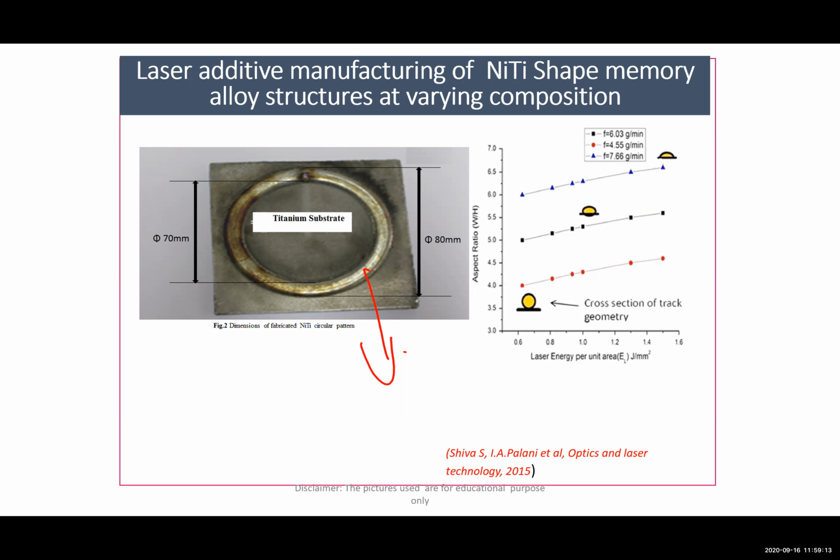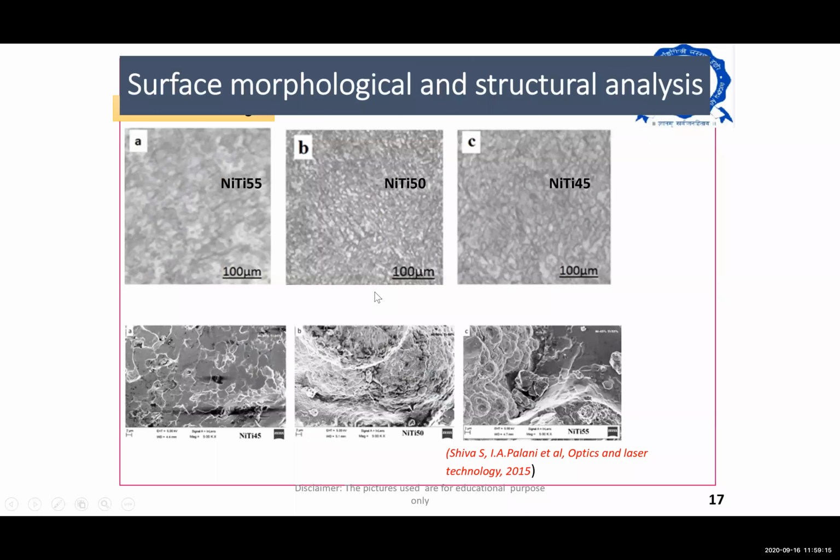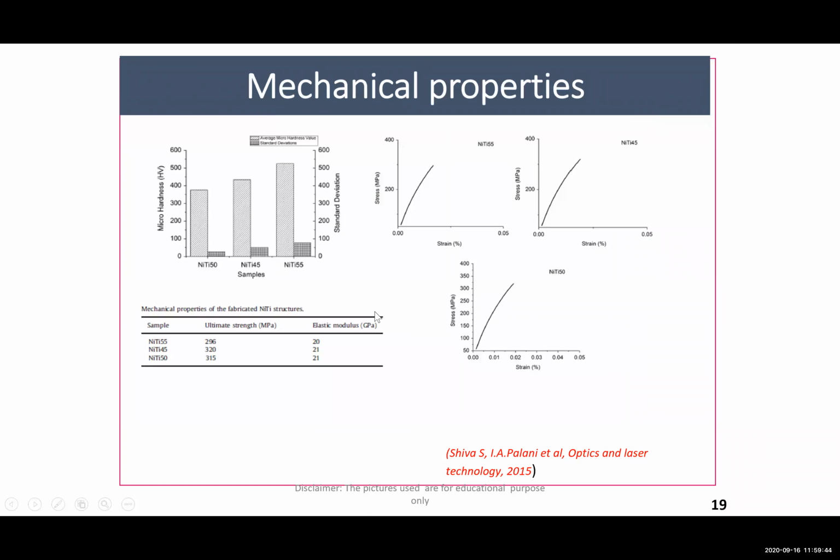we went for a complete surface morphological analysis. Here I have the opportunity to look into the different composition behavior. So we went for different compositions like nickel titanium 50, nickel titanium 55, and nickel titanium 45. And then we went for a complete structural behavior, a complete surface morphological behavior. In it, we studied the porosity. In fact, we went for a mechanical analysis.